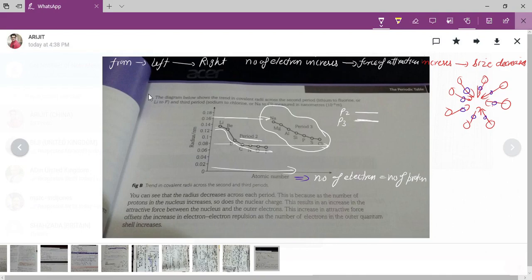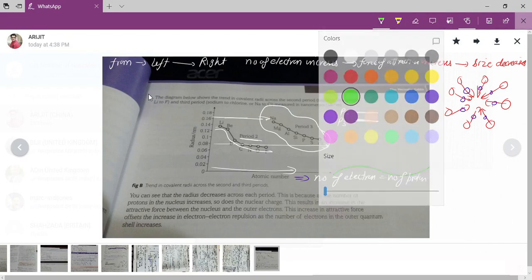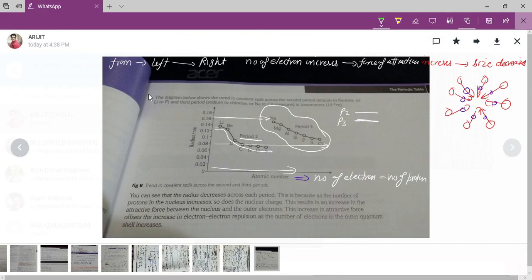You can see that the radius decreases across the period. I'm underlining that. Are you able to see this green color, or red color more conveniently? Can you try black? Okay, I'm using black, give me a second. Whatever I'm underlining will be recorded in your video, and you'll also be able to understand that they are explaining that radius decreases across each period.